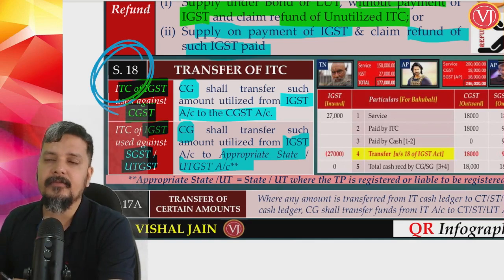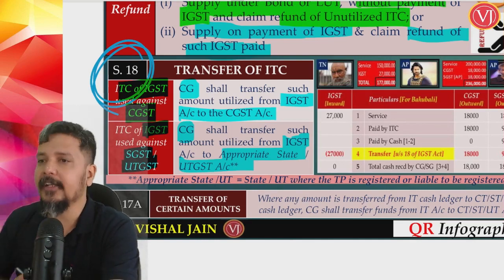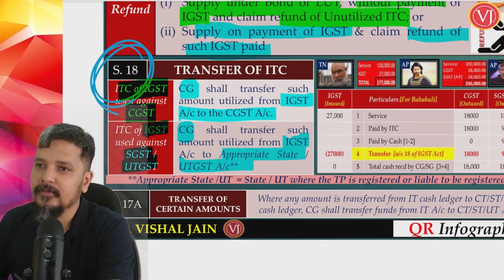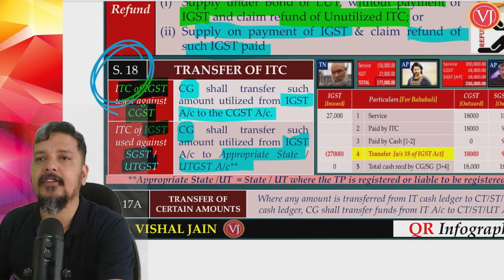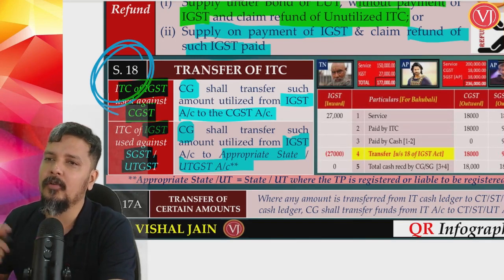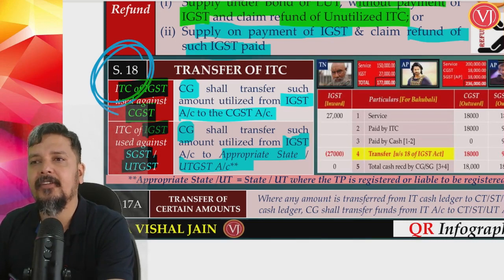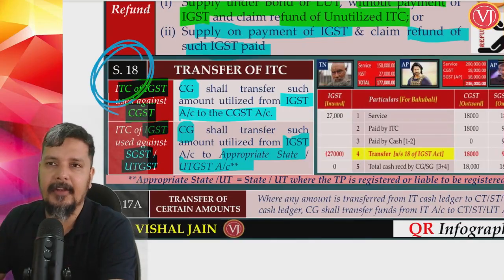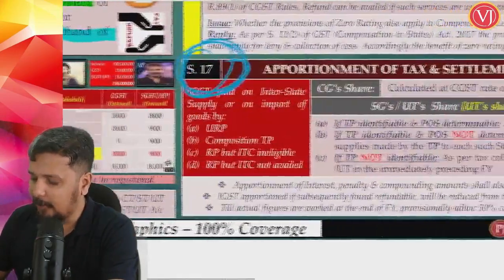Now understand there's one more possibility: SGST credit used for IGST output. What will happen when SGST credit is used for IGST output? The state government has to transfer that amount to the central government. So when SGST credit is used for IGST output, the state government will transfer to the central government.